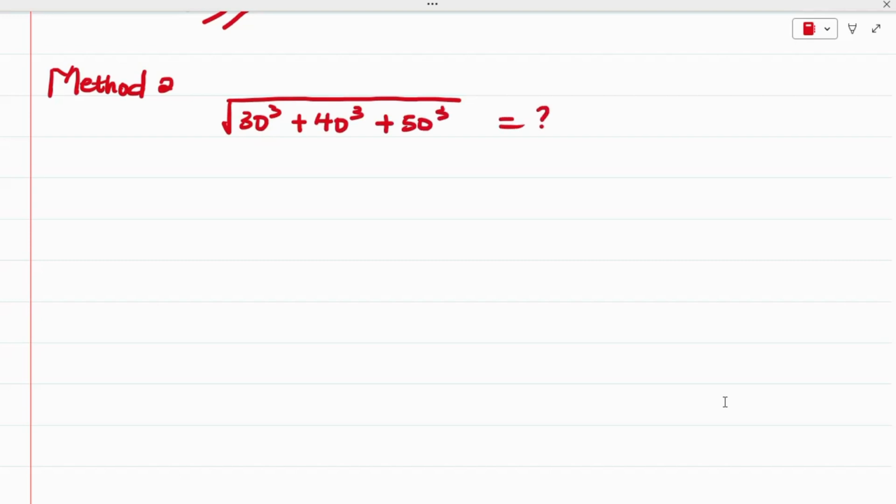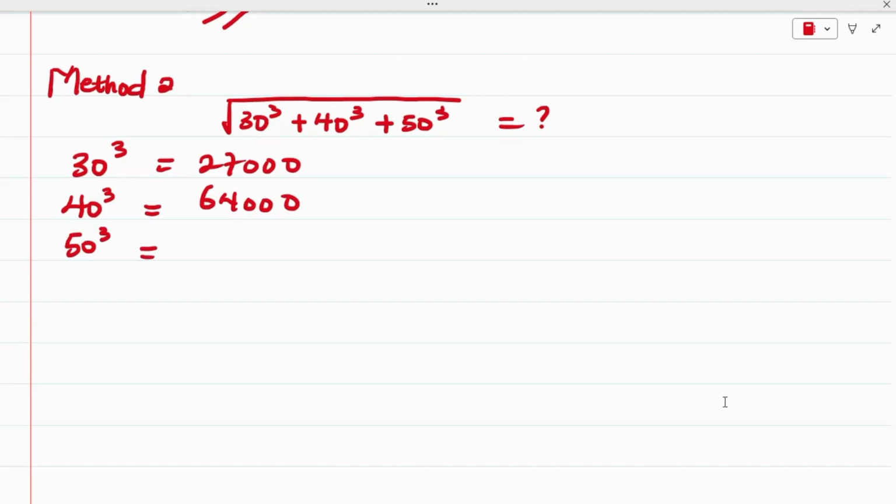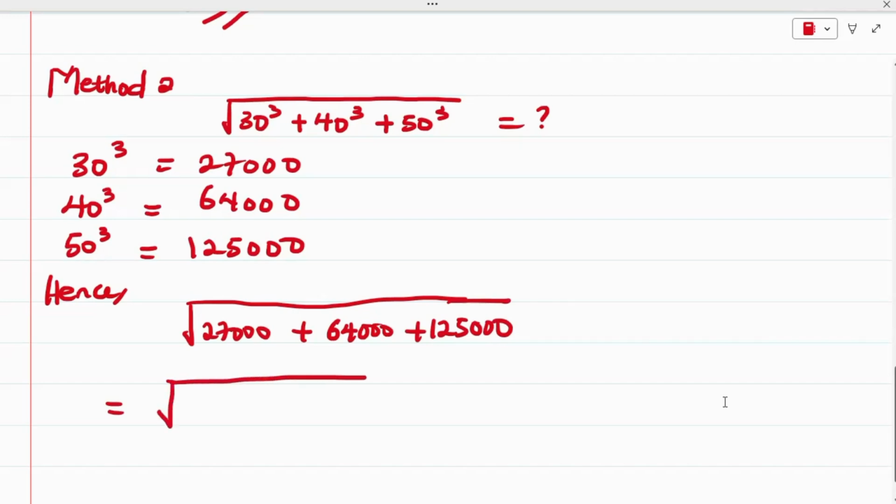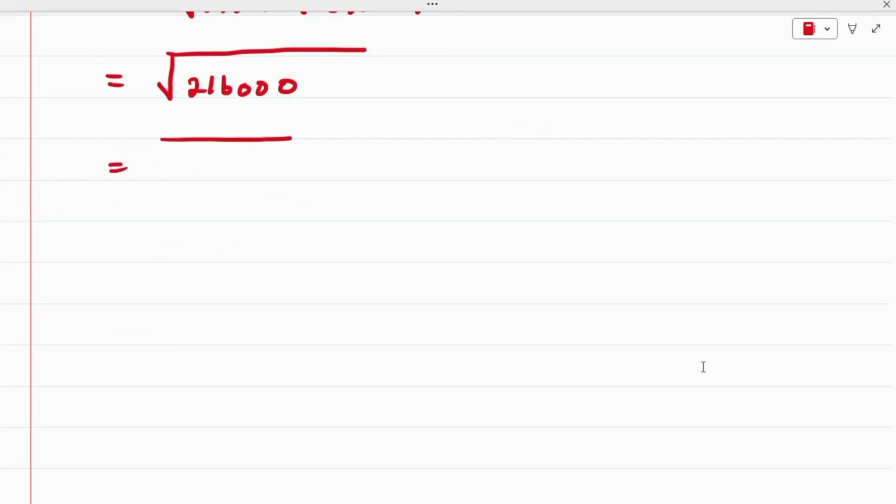So at this point, the first thing you want to note is that 30 raised to the power of 3 is equal to 27,000, 40 raised to the power of 3 is equal to 64,000, and 50 raised to the power of 3 is equal to 125,000. So hence we have this to be the square root of 27,000 plus 64,000 plus 125,000. We have this to be 216,000.